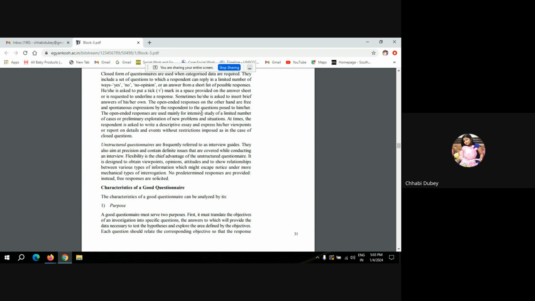Open-ended questions are those in which we are open to receiving any kind of answer from the respondents, and we do not give any multiple options. The second type is the unstructured questionnaire, which is frequently referred to as the interview guide. You do not have structured questions here, but rather you formulate the questions as and when the interview progresses. So this is what is known as the unstructured questionnaire.